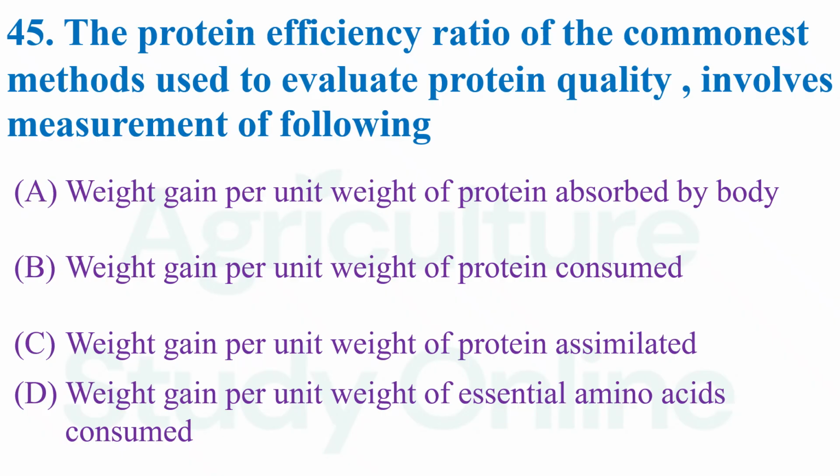Question number 45. The protein efficiency ratio, one of the commonest methods which is used to evaluate the protein quality, involves the measurement of the following. So we know the definition of protein efficiency ratio, that is weight gain by the protein intake. So first option, that is protein absorbed. So it is related to the digestibility. Option B, weight gain per unit weight of the protein consumed. This is the correct option.